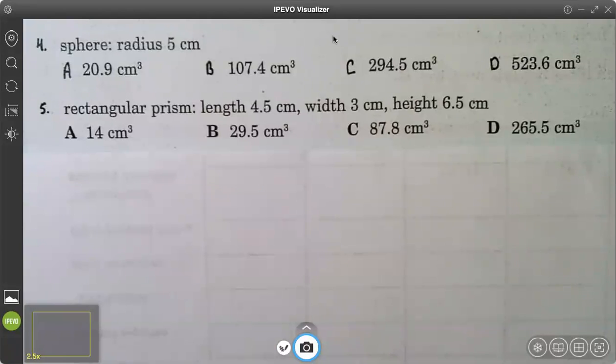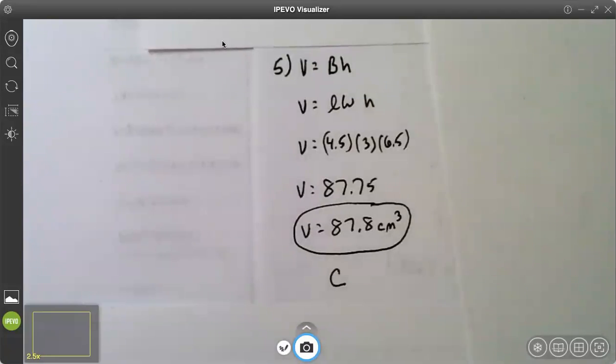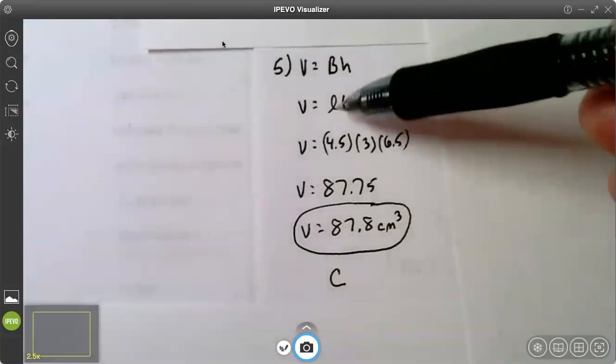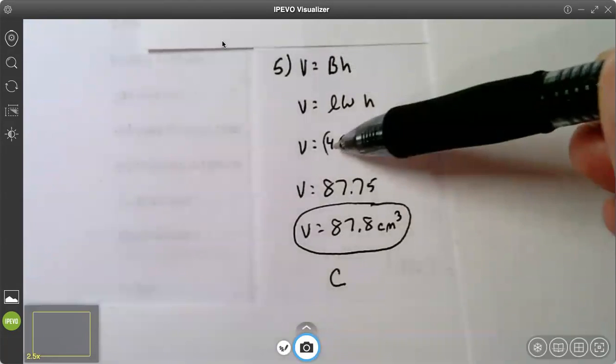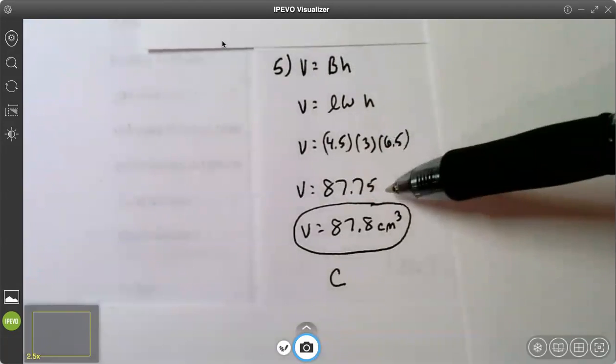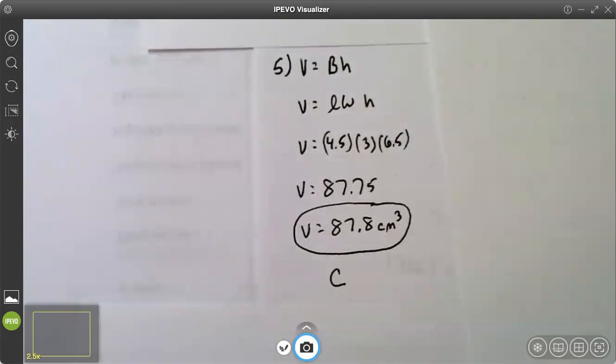Try number 5. Find the volume of a rectangular prism with a length of 4.5, width of 3, and a height of 6.5. Your answer was C. Prism is big BH, rectangular prism. Big B breaks down to LW. Plug in the 3 numbers it gave you, multiply them together, round. Your answer was C.